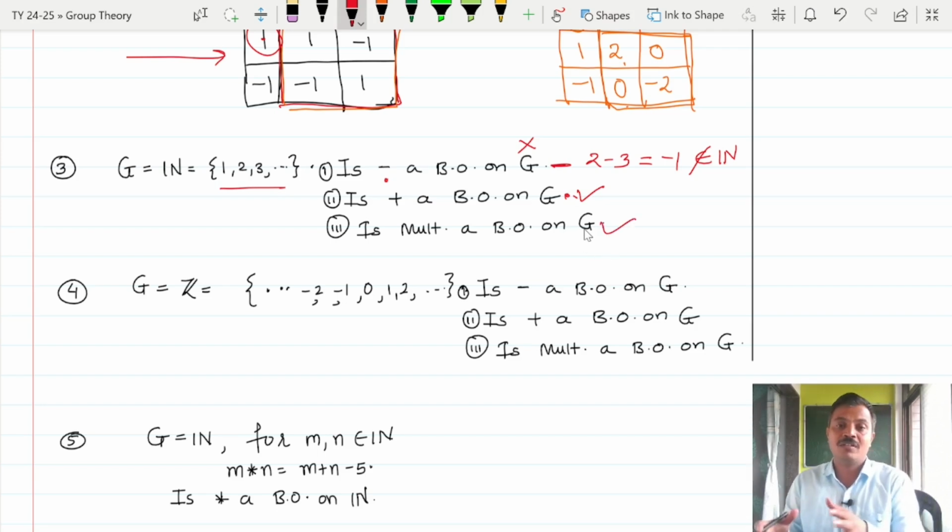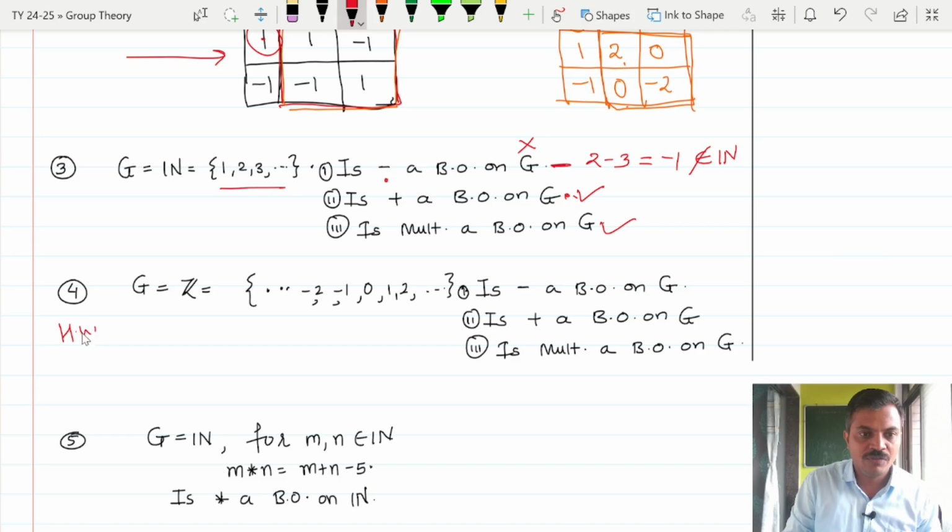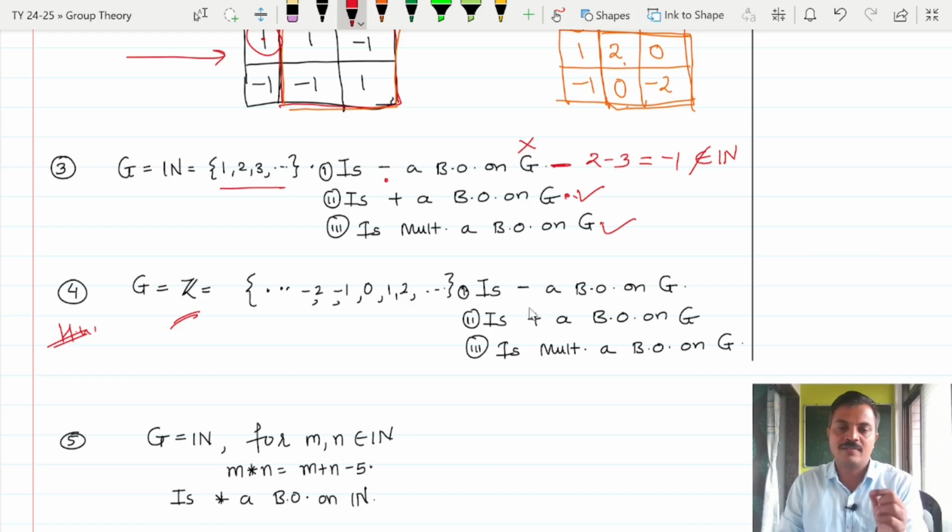Similarly, the same will happen for multiplication also, because if you take any two natural numbers, the multiplication will again be a natural number only. So this fourth one, I leave it to you. You can check on your own whether plus, minus, and multiplication are binary operations on the set of integers or not.